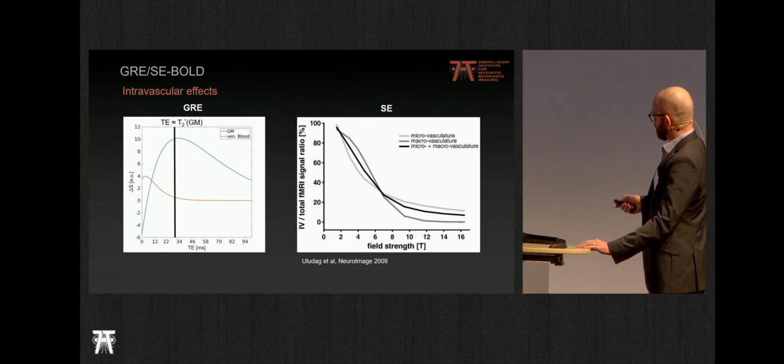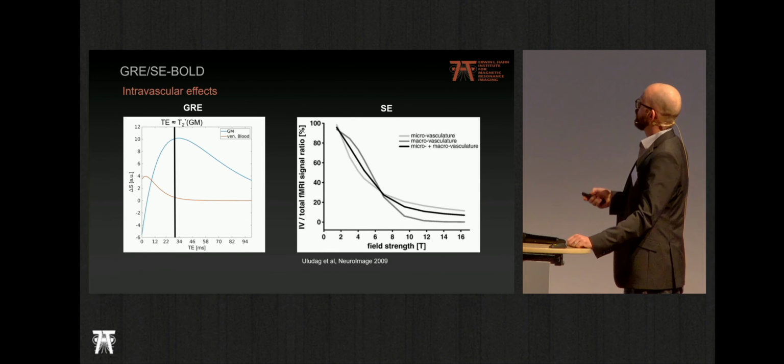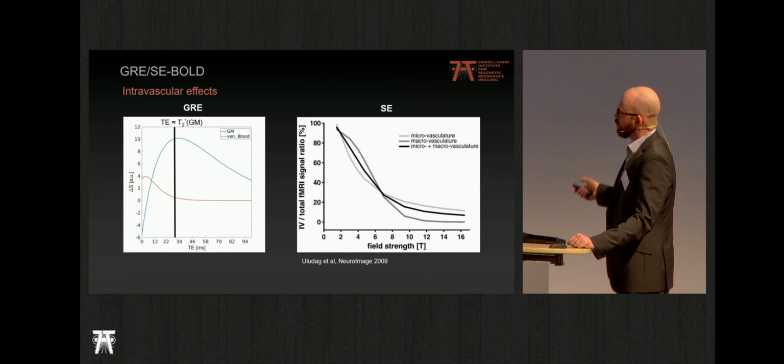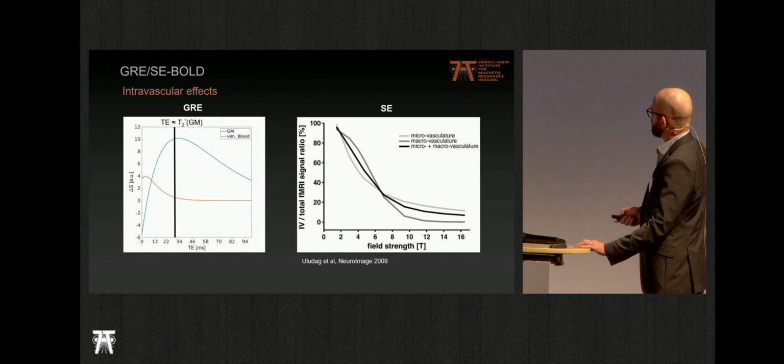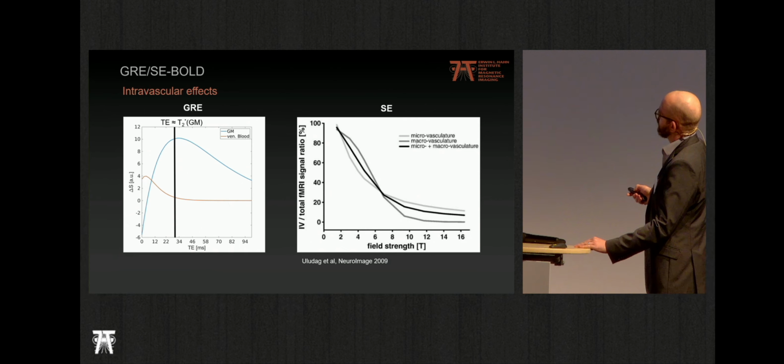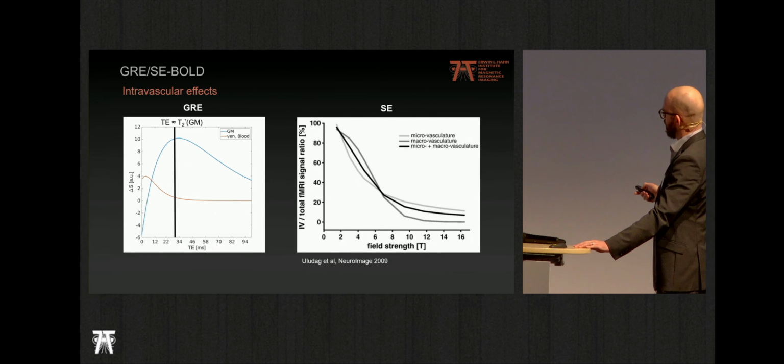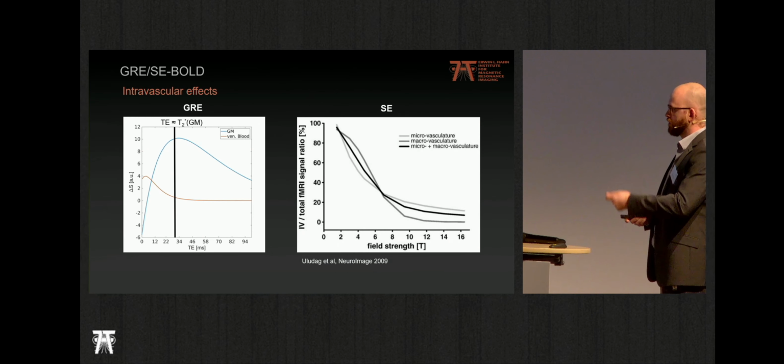For spin echo BOLD, this is the intravascular signal as a fraction of the total fMRI signal ratio. It tends to be the same, although the T2 times of blood are in general longer than the T2* times, meaning that, for instance, at 7 Tesla, we are at this magical point where the microvasculature and the macrovasculature contribute roughly equally to the total fMRI signal. If you increase in field strength, the microvascular contribution becomes higher relative to the macrovascular contribution. So in spin echo, you still are sensitive a little bit to intravascular signal changes.